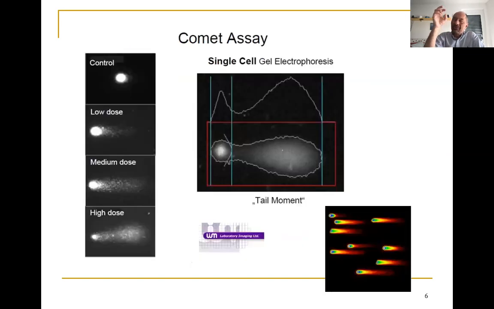A modification of this technique is the so-called COMET assay. In the COMET assay you actually do gel electrophoresis of single cells. So you take a single cell and you exploit the fact that in the presence of the electric field and after radiation, the DNA is lost from the nucleus in small fragments. And you see, this is a situation in low dose, medium dose, and high dose. So if you measure the ratio, and this is the same story but in color, if you measure the ratio between the tail moment and the head, you have a correlation with the dose.